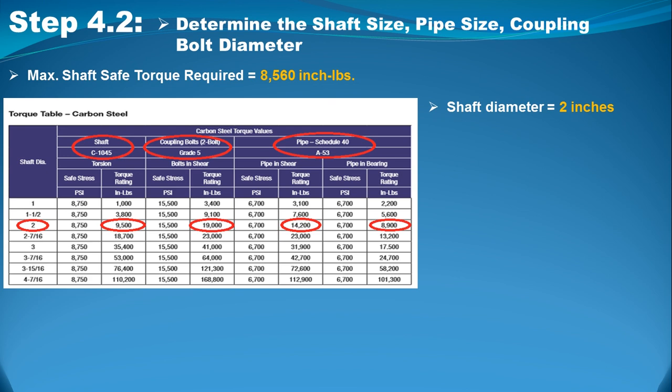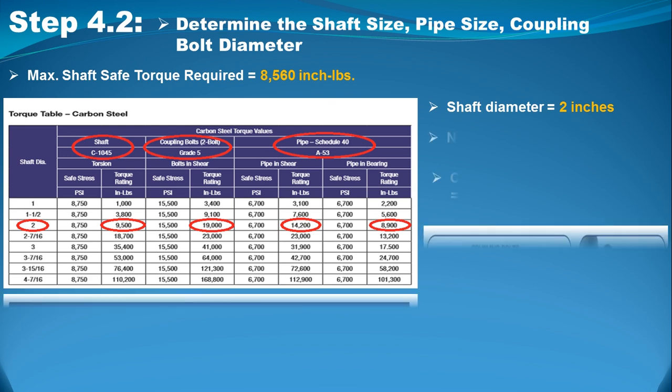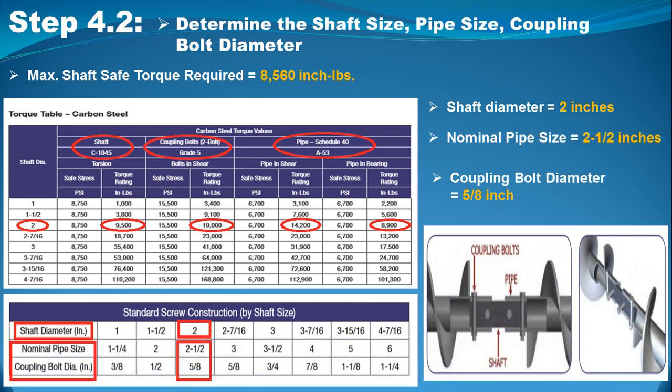So for this design, we might consider that the shaft diameter is 2 inches. Based on the chart, for shaft diameter 2 inches, the nominal pipe size is 2 and 1/2 inches, and the coupling bolt diameter is 5/8 inches. Grade type is grade 5, so this is carbon steel. So the coupling bolt diameter is 5/8 inch.